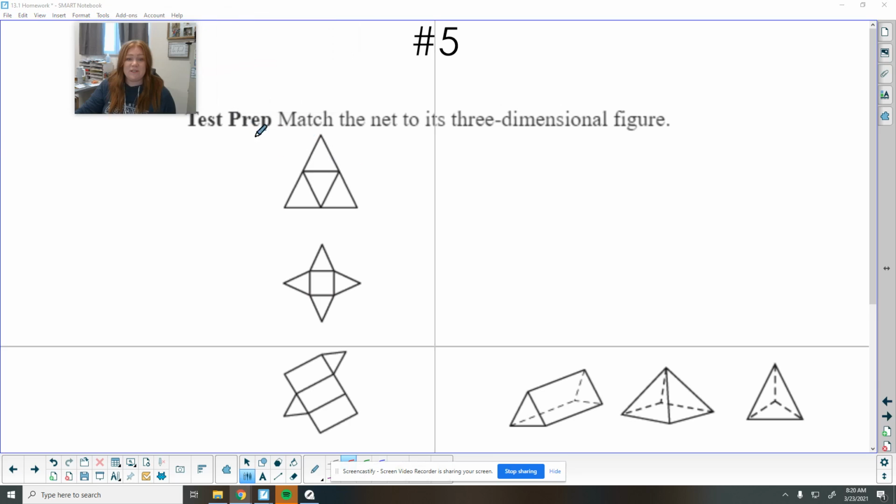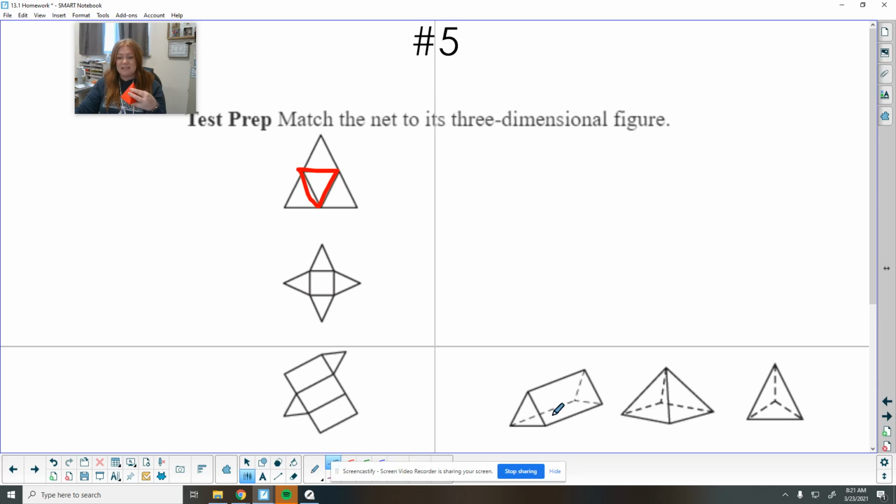Okay, number 5, we're going to match the net to the 3D shape here. This first one, you can see, is made up of triangles. All of these are triangles, and its base here is in the center. So we know it's a triangular what? All of the sides are triangles. Triangles fold up to make a pyramid, so this is a triangular pyramid.